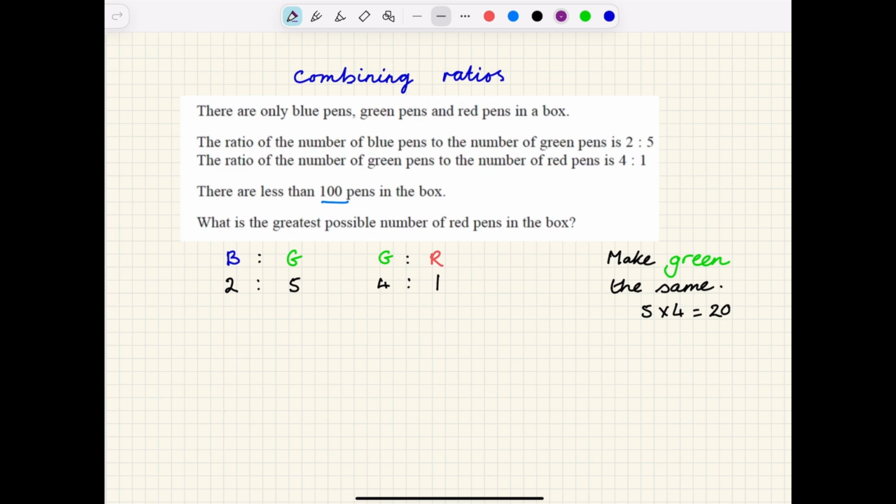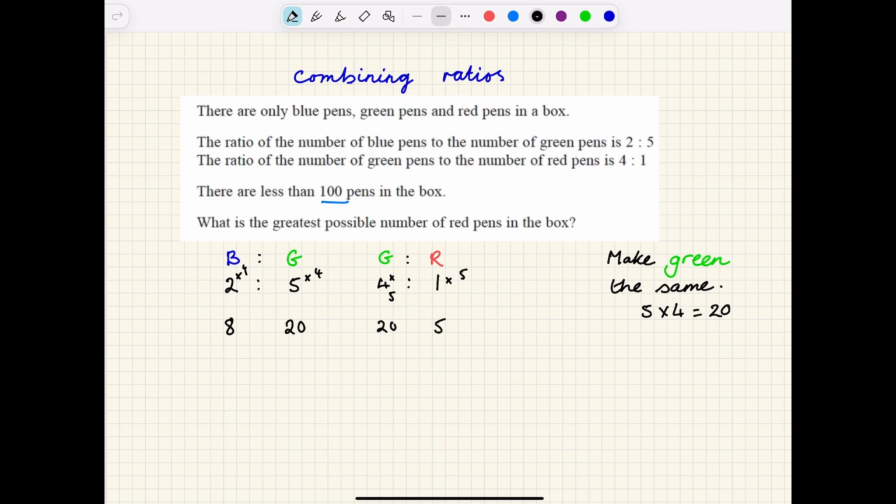First up, I need to combine my ratios. Green is the same, so I'm going to make green the same. I'm going to times my 5 by 4 to get 20. So I'm going to have 20 green pens. And I'm going to times the 2 by 4 to get 8. Whatever I do on that side, I do to that side. I've now got 8 blue pens. Now here, to get 20 green pens, I need to times by 5. And whatever I do to that, I have to do here. 1 times 5 is 5.